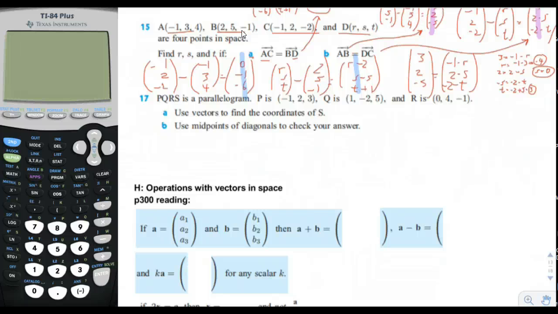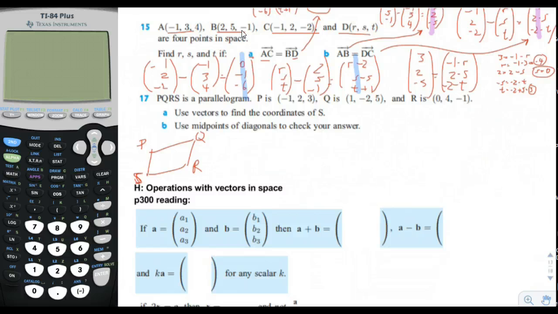17. PQRS is a parallelogram. They give us the 3 points for PQR, and they want us to find S. Use the midpoints of the diagonals to check your answer. They tell us that it's a parallelogram, but they don't tell us which points are which. I'm assuming that they follow the custom of putting the vertices in order. So PQRS would have to look like this or the reverse.